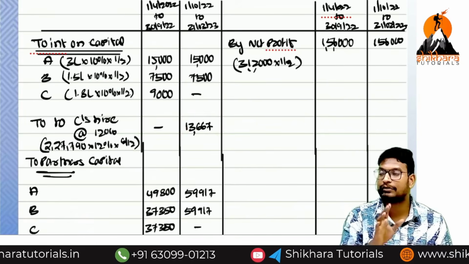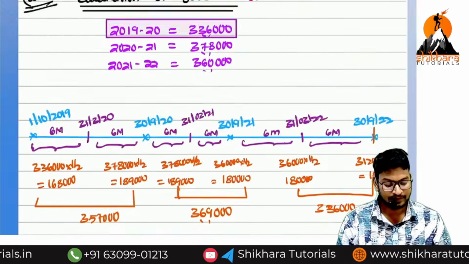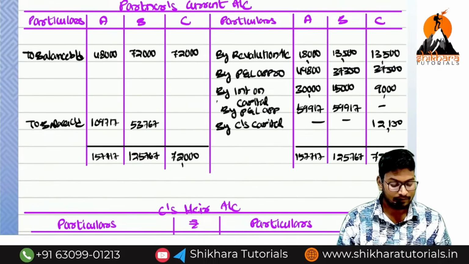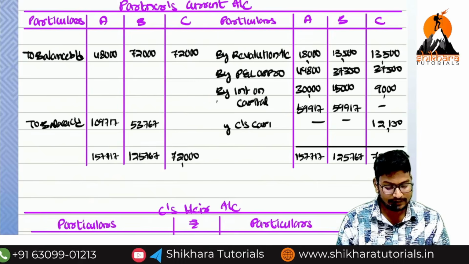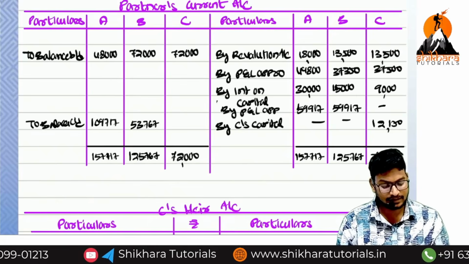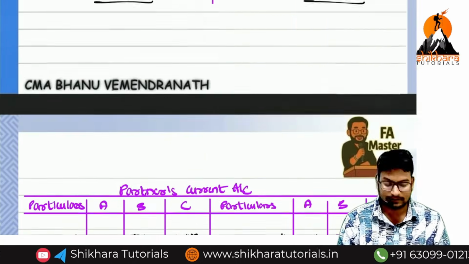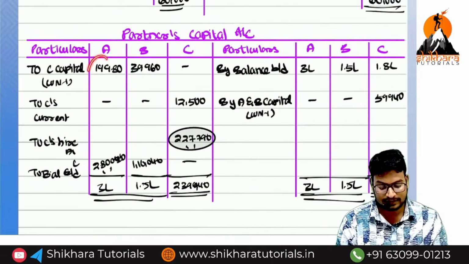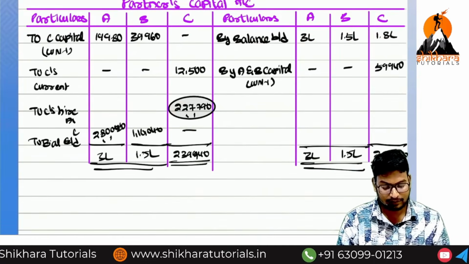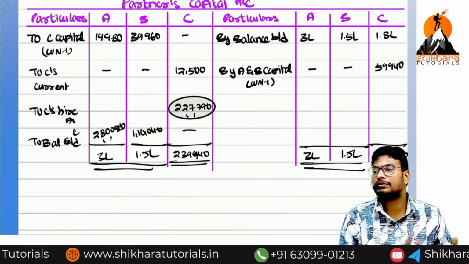For that reason, we have closed which account first? C's account. Whatever balance is available in C's account, we transferred to which account, amma? C's current account, then to C's capital account. In the C's capital account, which side? Debit side. Then we got C's legal heir account. After that we closed the remaining one.